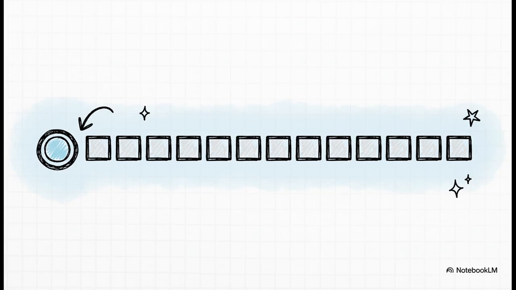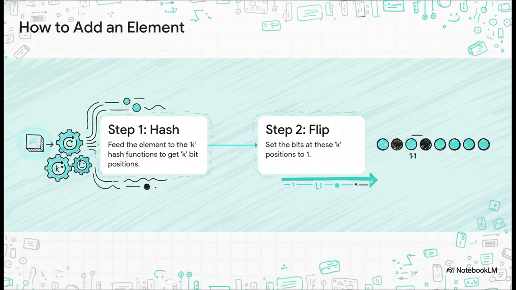So we start with our bit array. In this example, it's 20 bits long. It's a totally clean slate. Everything is set to 0. Adding something to our set is a super simple two-step process. You just take the element, you run it through your hash functions to get a few numbers back, and you go to those positions in the array and flip the bits from a 0 to a 1. That's literally all there is to it.